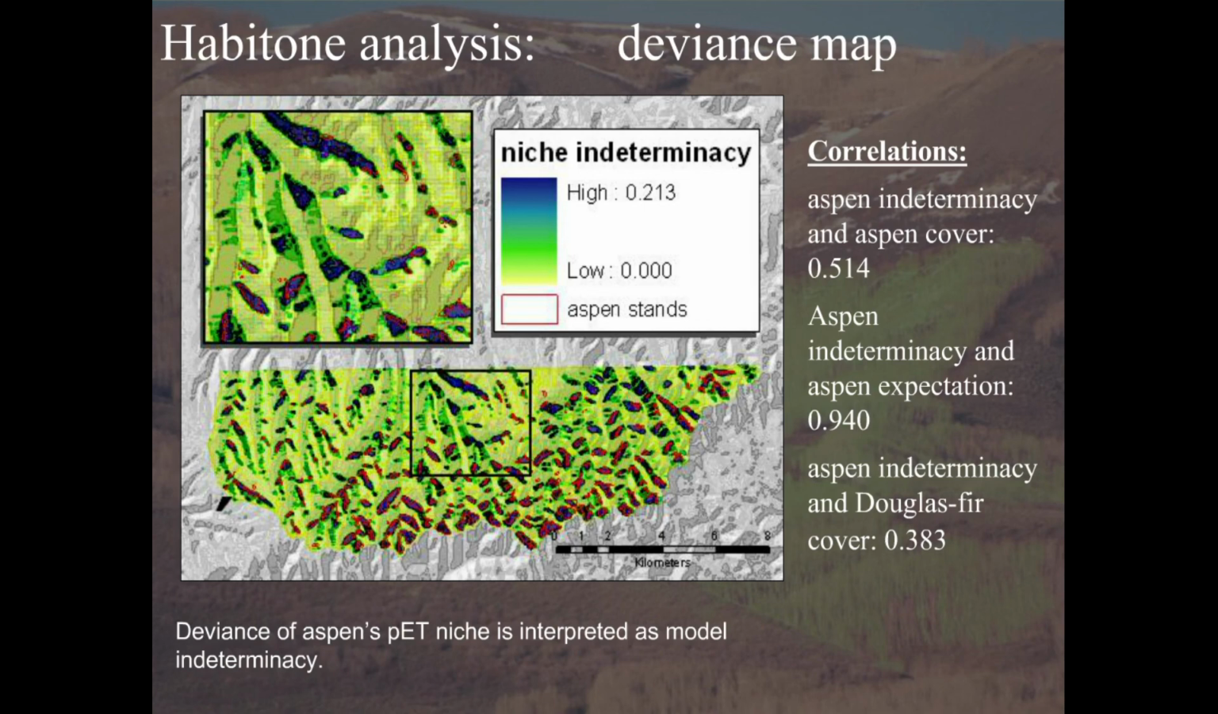So again, Aspen indeterminacy and Aspen cover point at that same result, 0.514 correlation. And Aspen indeterminacy and Douglas-fir cover, there's a decent, not great correlation, but it suggests that Douglas-fir is removing a lot of the Aspen from this area.